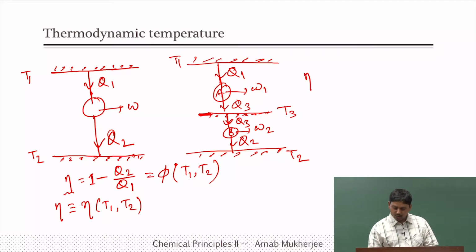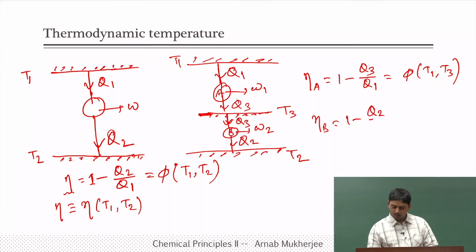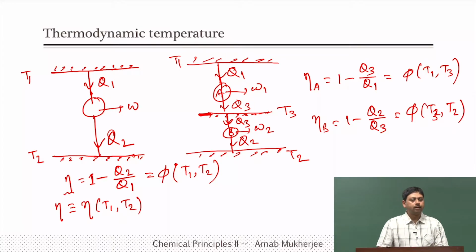Now, if you calculate the efficiency of engine A, what you are going to get is 1 minus Q3 by Q1, and this one is a function of T1 and T3, right. Similarly, eta B, which is the efficiency of the second engine, is 1 minus Q2 by Q3. Therefore, we can say it is a function of T3 and T2. So, we are writing first high and then low. Okay.